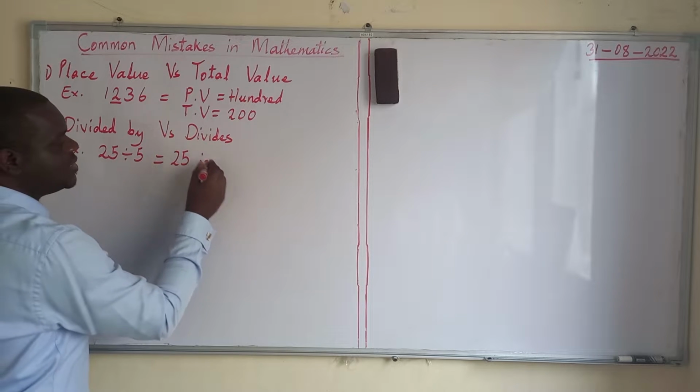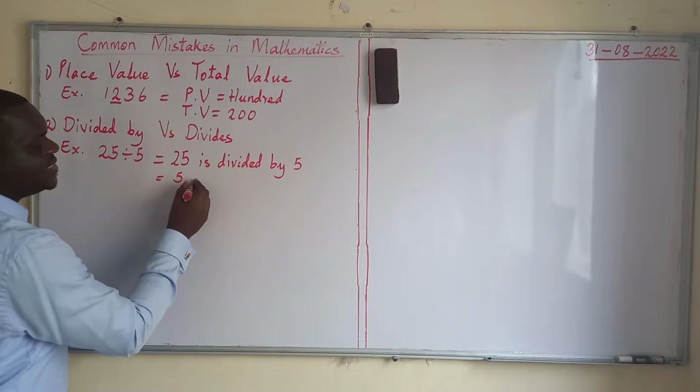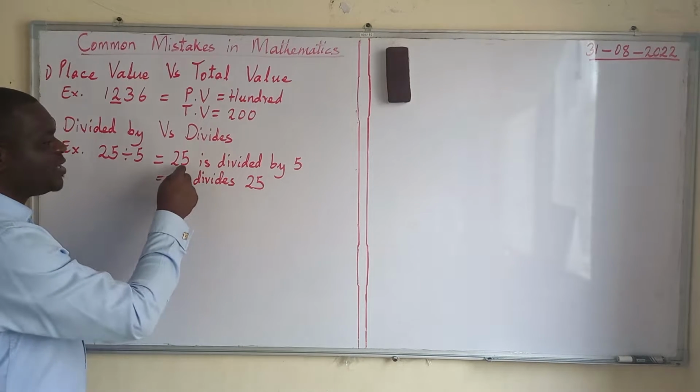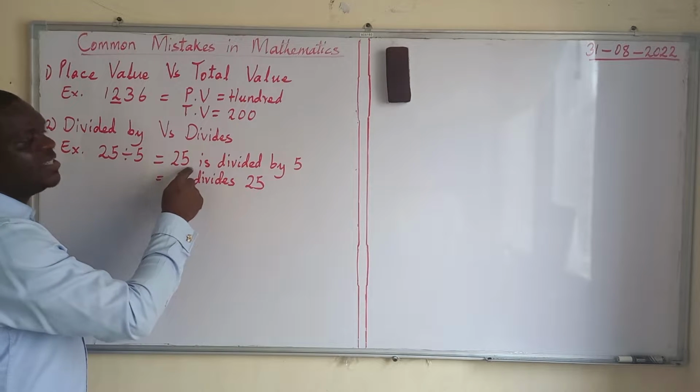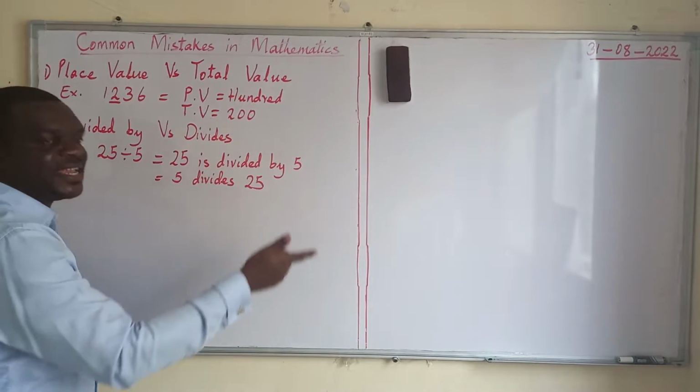25 is divided by 5, while 5 divides 25. Bear in mind that when it comes to the dividend, it is divided by. And when it comes to the divisor, it divides.